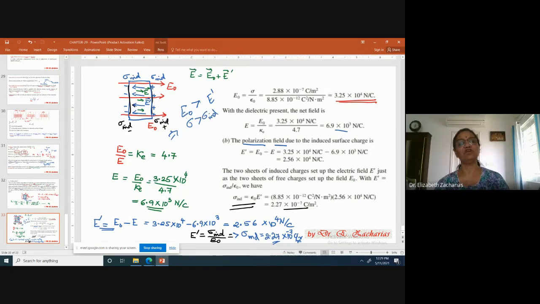What is sigma? What is E naught? E naught is sigma by 2 epsilon naught. What is E prime? Sigma induced divided by epsilon naught. Okay, so the charge induced will be small. That's the reason why it is able to reduce the field only to a certain extent. It is not able to make the field inside zero like in the case of a metal.